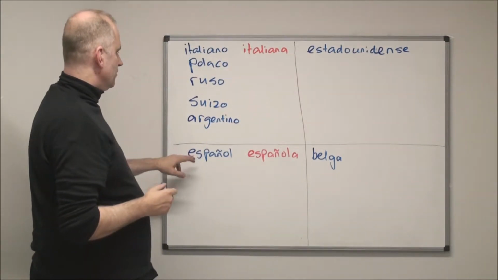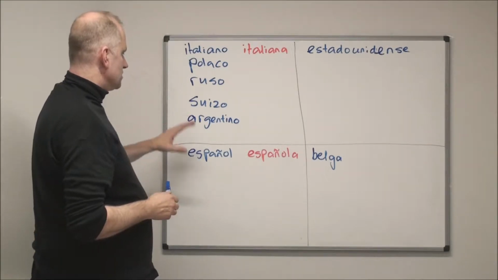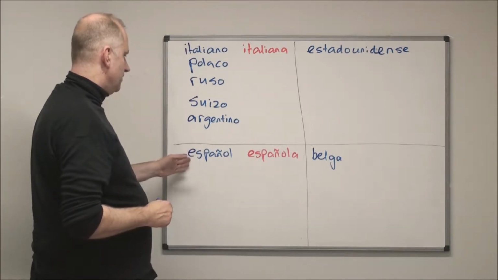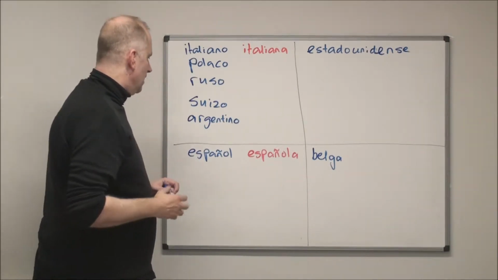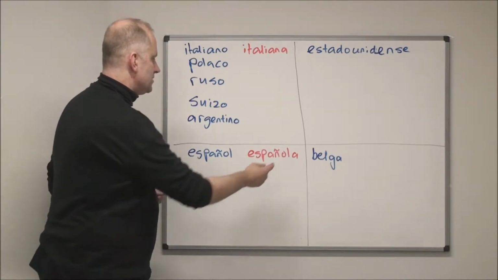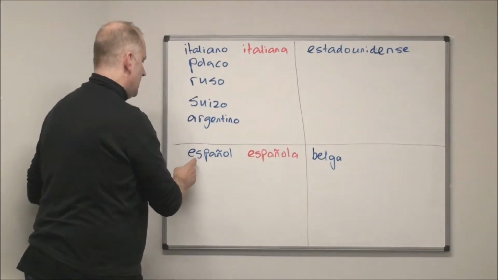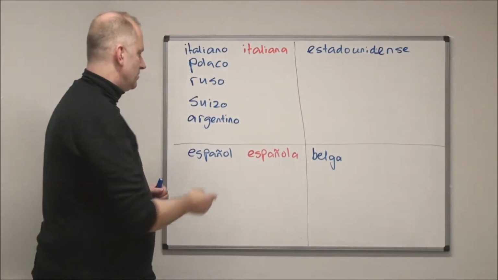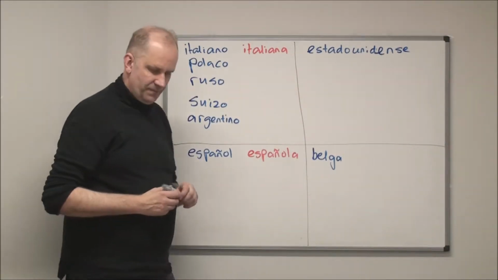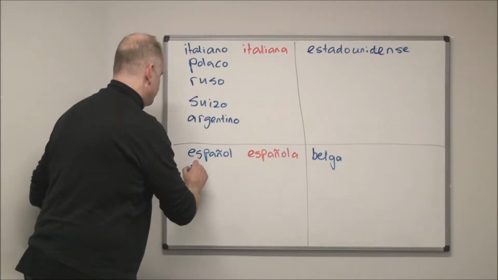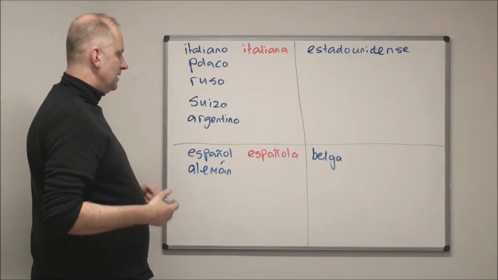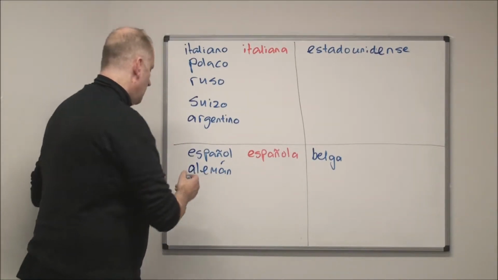Okay, so the next group of adjectives is ones that in the male end in a consonant. You can see an example of that, Español, describing a male Spanish person. Here what you do is you just add an A. So it goes from Español, three syllables, to Española, four syllables. Other adjectives that end with a consonant would be things like Alemán, for a German man, and for a female, Alemana.